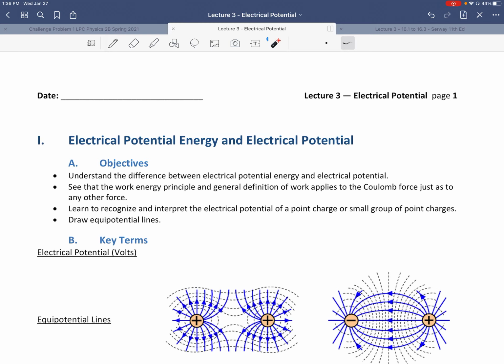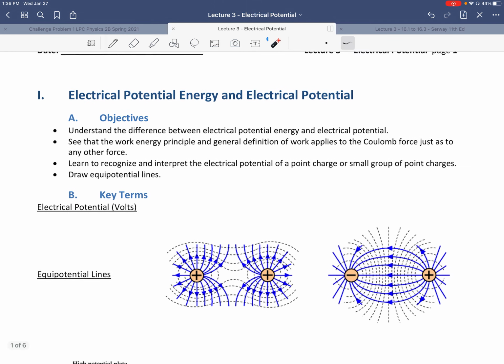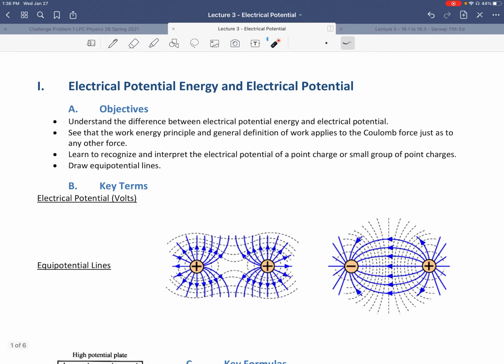Here we're talking about electric potential energy, and then something called electric potential without the energy. We're going to talk about the units of those terms, how they relate to things we've seen before, and how they relate to other concepts in electricity.